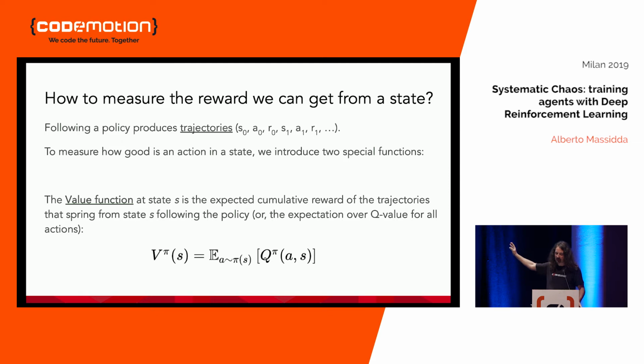That formula seems complicated. It's just telling you, for all the rewards I may get for performing any action, the expectation over all the actions that this policy can suggest to me.